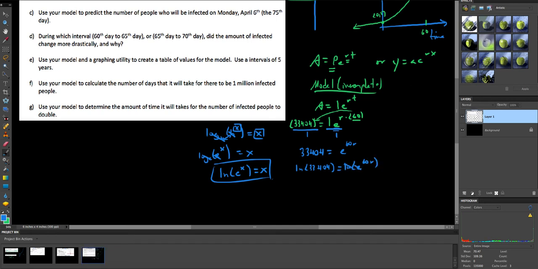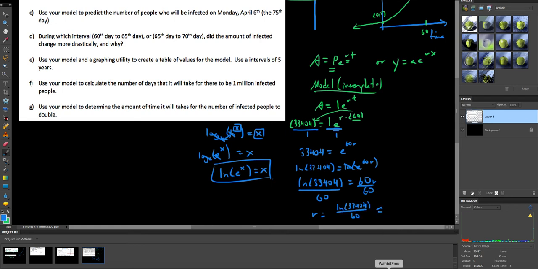And here's where we get this cancellation. So ln of 33,404 now all of a sudden just equals 60r. And this is the part where if we divide out our time, which is 60, we're going to get left with our rate, which is kind of nice. We'll say our rate is equal to exactly ln of 33,404 all over 60.